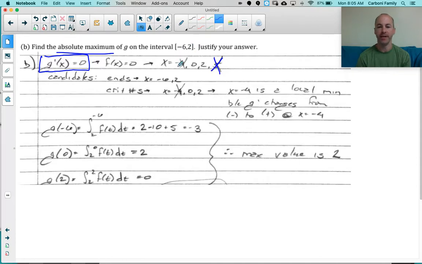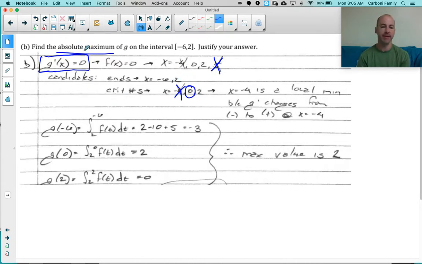I threw -4 out because if you look at the graph, -4 is a local minimum because the graph given changes from negative to positive. So I threw that one out. That means the only critical number that comes into play is 0. The critical number of 2 was already a candidate because it's an endpoint.